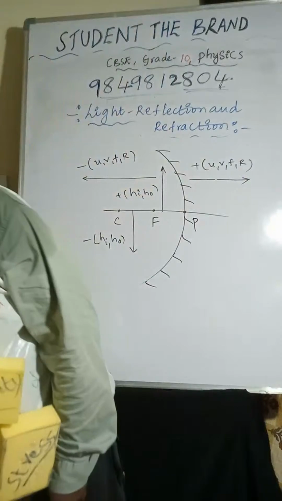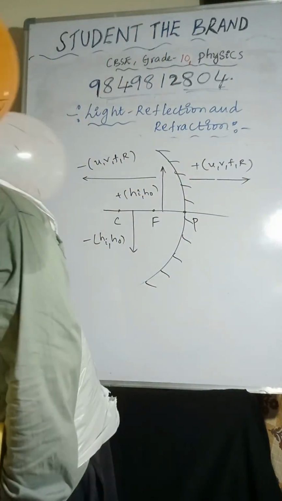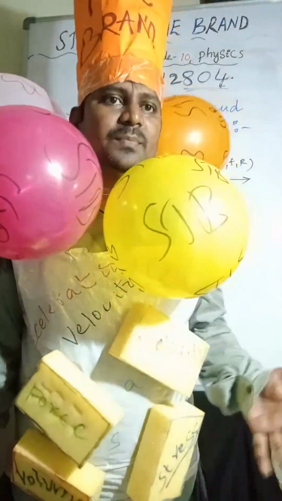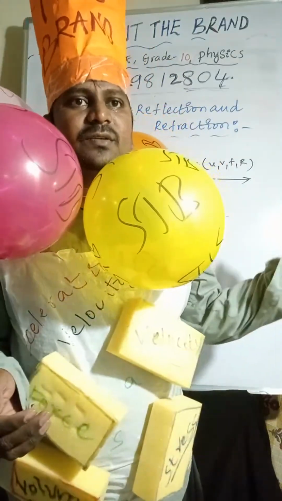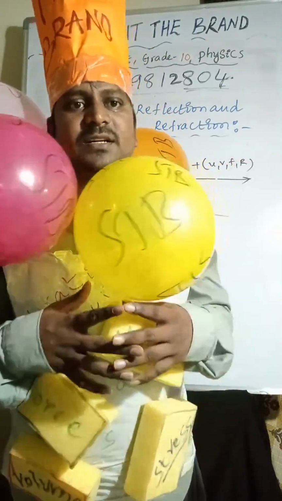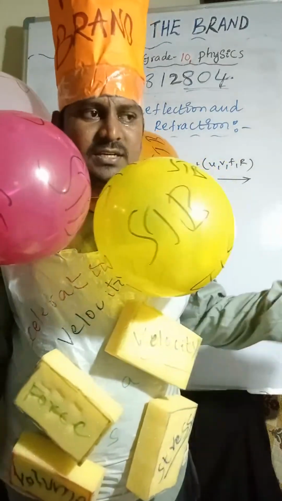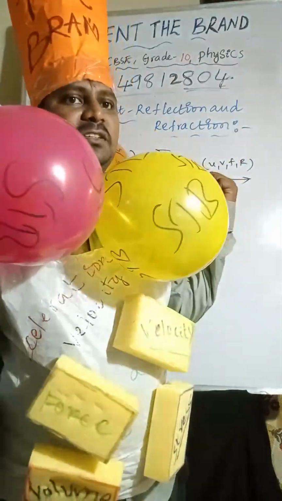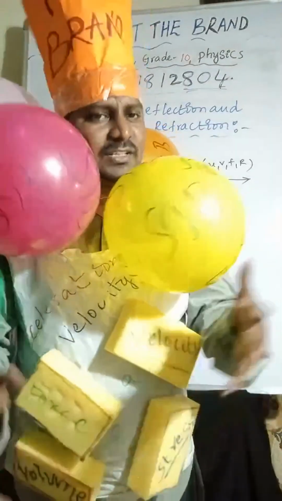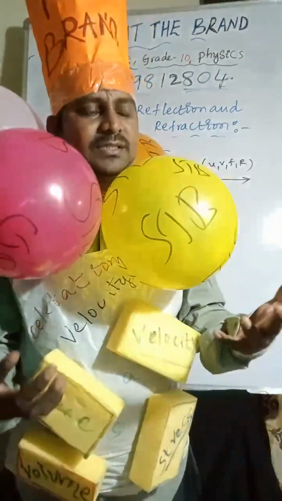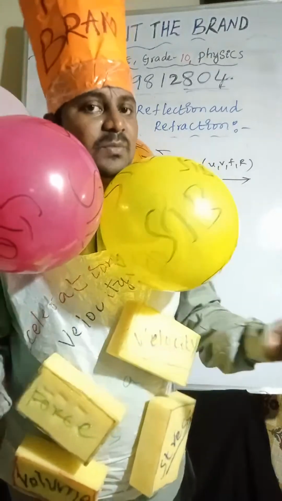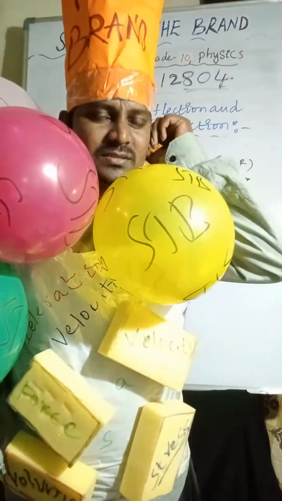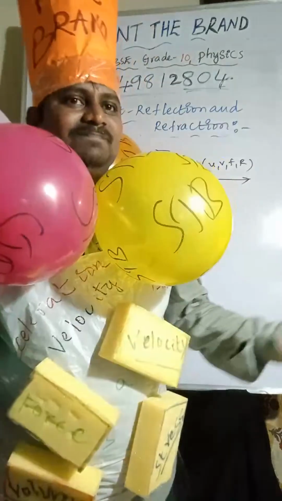Okay, so these two songs are related to the human eye and the colorful world, whatever I sang related to myopia and hypermetropia. The song I sang just now is related to light reflection and refraction, that is the new Cartesian sign convention. These songs I created just for understanding, for remembering, an easy way to recall all the concepts.